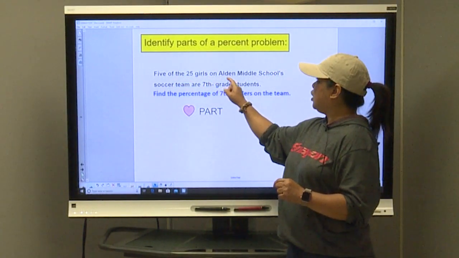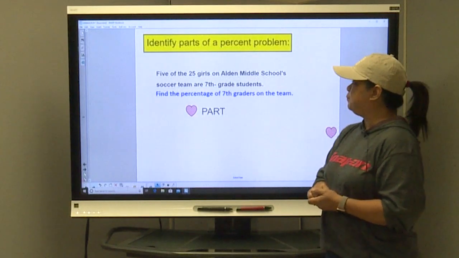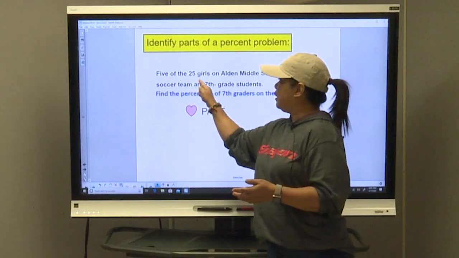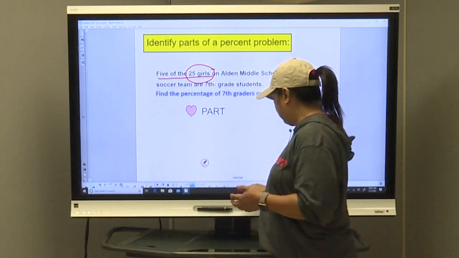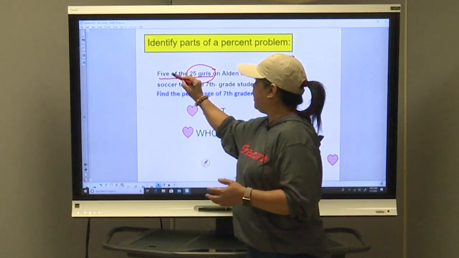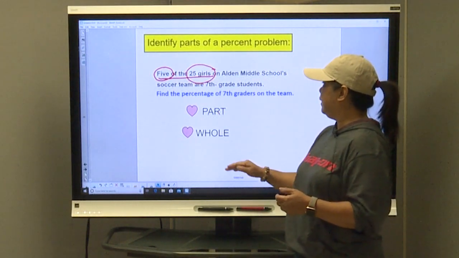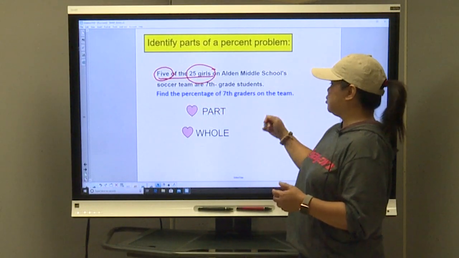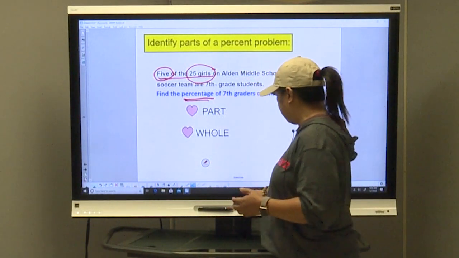5 of the 25 girls on Alden Middle School soccer team are seventh grade students. Okay, 5 of the 25 girls. So from that phrase alone, you can tell that the 25 girls is the whole thing, and 5 is part of that whole thing. Okay, and then you continue reading. It says find the percentage of seventh graders on the team. So that's a giveaway from the word percentage. That's what we're looking for.